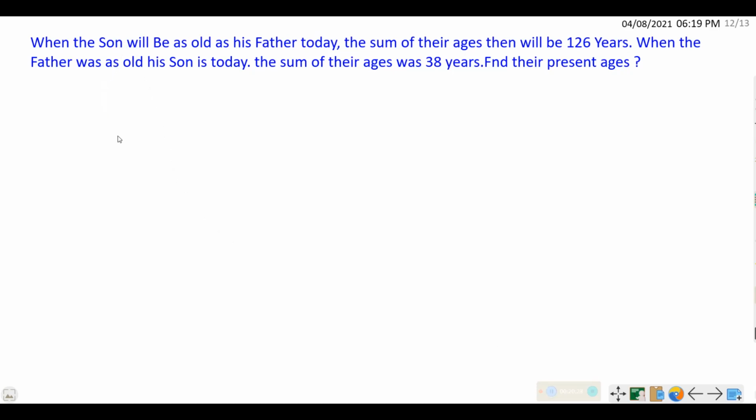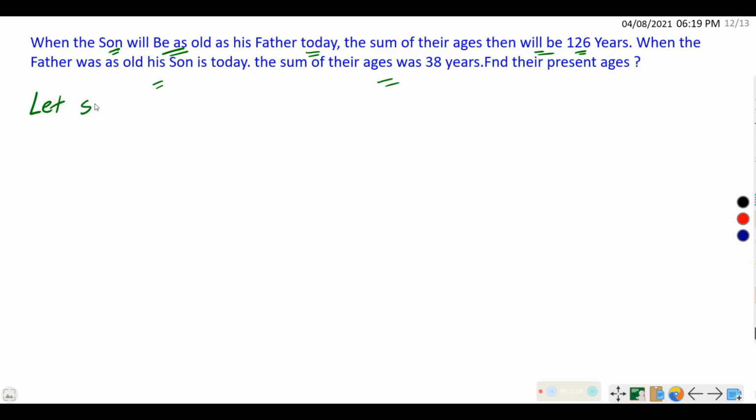Another situation: when the son will be as old as his father, the sum of their ages then will be 126 years. When the father was as old as his son is today, the sum of their ages was 38 years. Find their present ages. Interesting sum. थोड़ा twist है. Son will be as old as father today. Then the sum is 126. When father is son's age, the sum is 38. Very special type of sum.